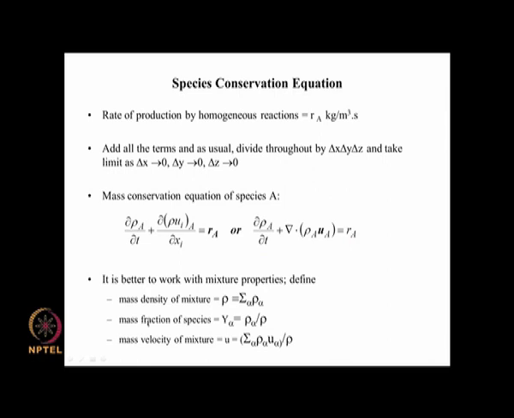So now you can define the mass fraction y of alpha, for species alpha, as rho of alpha divided by rho. This is the mass fraction, not the mole fraction. If you know the molecular weights and all that, it is possible to come up with a mole fraction also. It is not a difficult thing to do. Right now we do not need it.